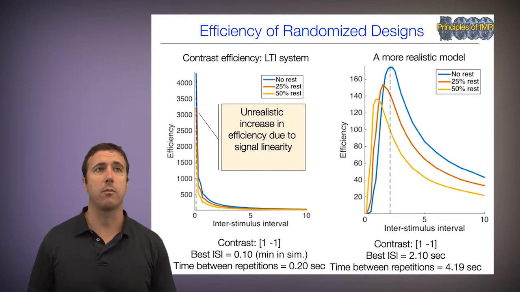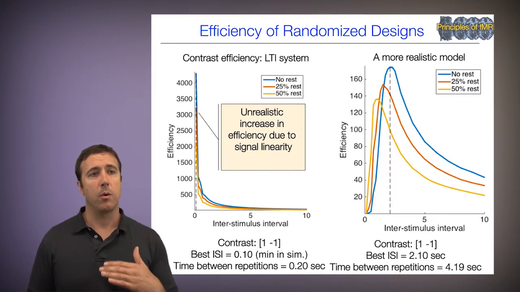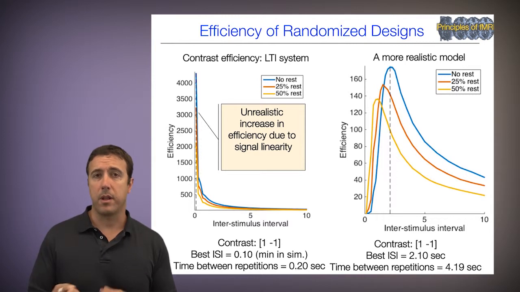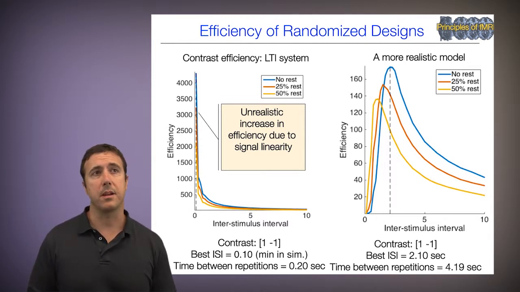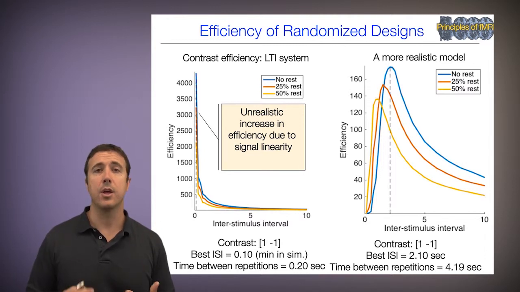So now on the right here, what we're looking at is a more realistic model with a simple model of nonlinearity that won't let the response go up too high. And now what we see is something useful. If we're looking at a contrast, 1 minus 1, that's a task A versus B comparison, then the best design has an interstimulus interval of about a stimulus every 2 seconds or so, and no rest.